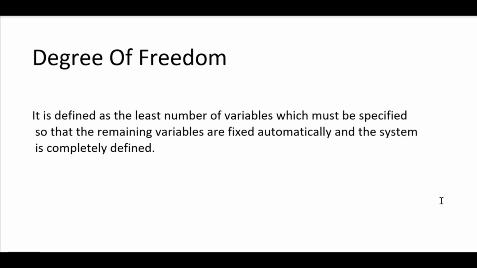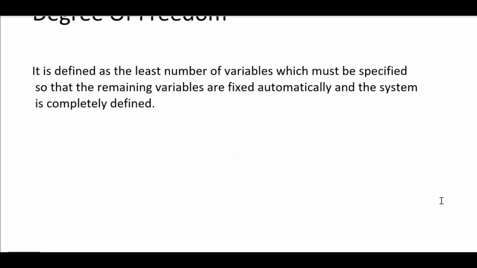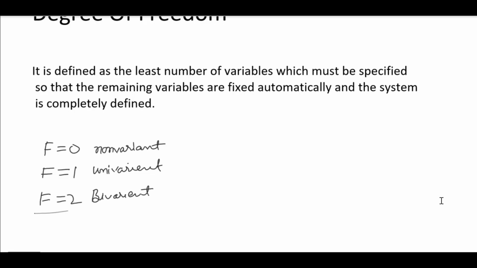Degree of freedom. It is defined as the least number of variables which must be specified so that the remaining variables are fixed automatically and the system is completely defined. For degree of freedom, when a system has a degree of freedom F equal to 0, the system is known as non-variant. When degree of freedom is 1, the system is called univariant. When a system has F equal to 2, the system is known as bivariant. Now we will have a look at various cases having various degrees of freedom.